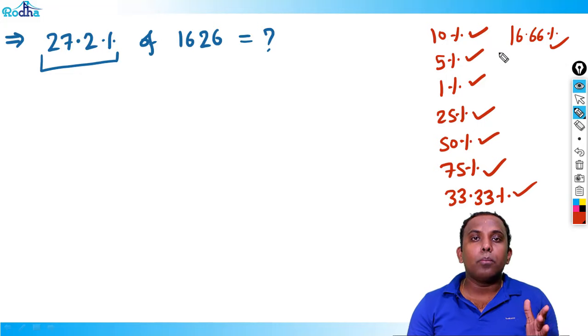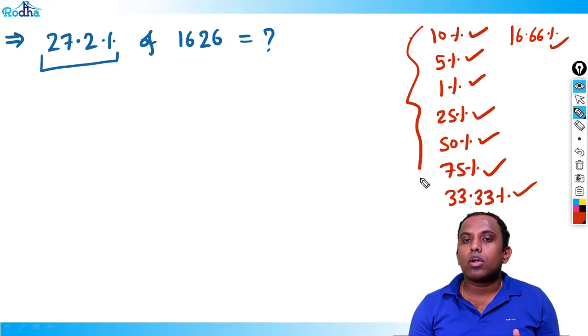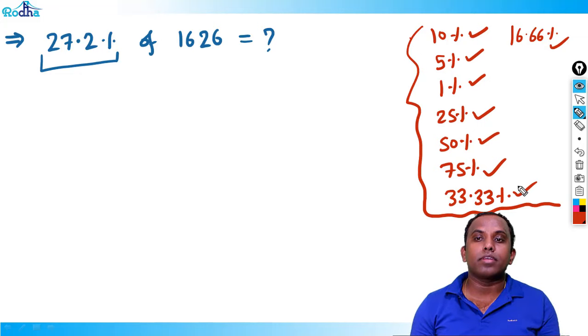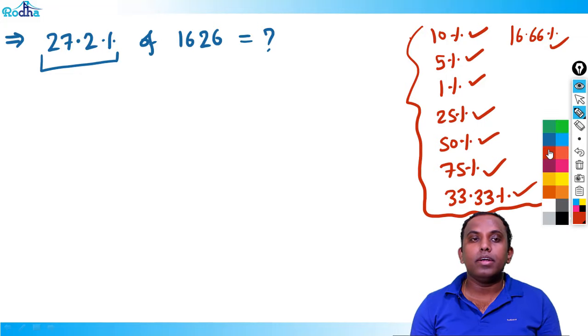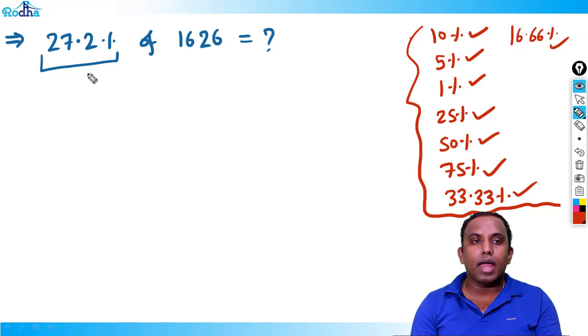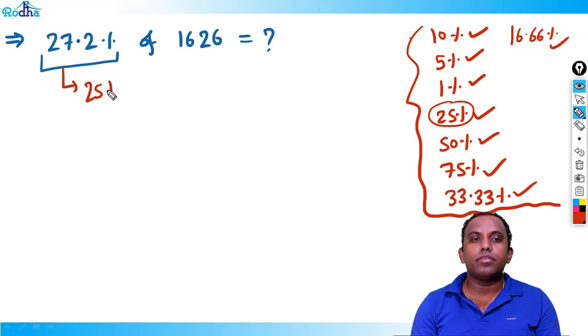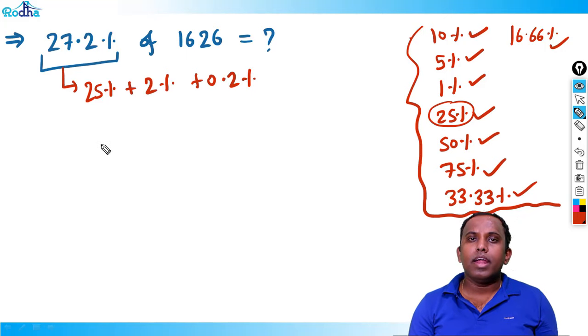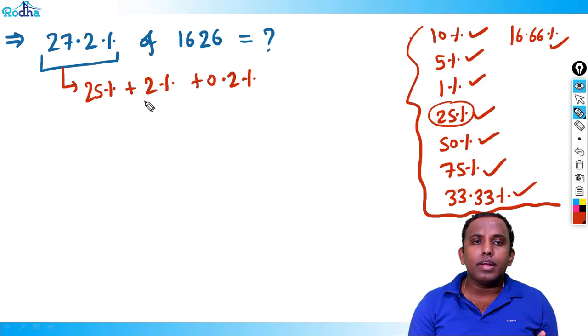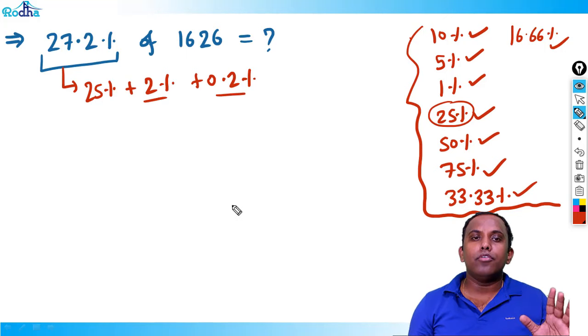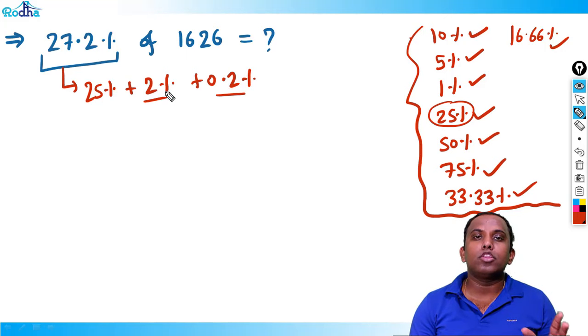So we have to break these numbers according to the ones that are very easy to calculate. How should I break it? You see, 27.2% is close to one of these numbers. Yes, it is close to 25%. Very easy: 25% plus 2% plus 0.2%, right? And the moment you write 2% and 0.2%, you should be fully aware that 0.2% is 1/10 of 2%.